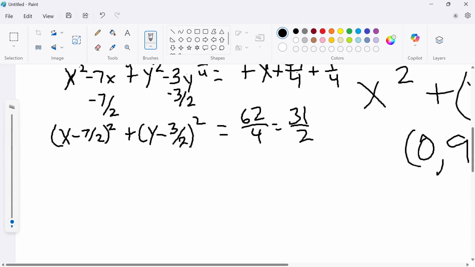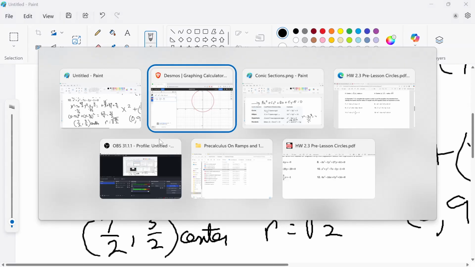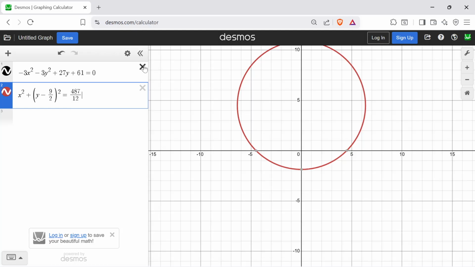So center, 7 halves. Just change the signs, 3 halves. There's my center. And my radius is the square root of 31 halves, because remember, it equals r squared. So let me just double check it to make sure I am correct.